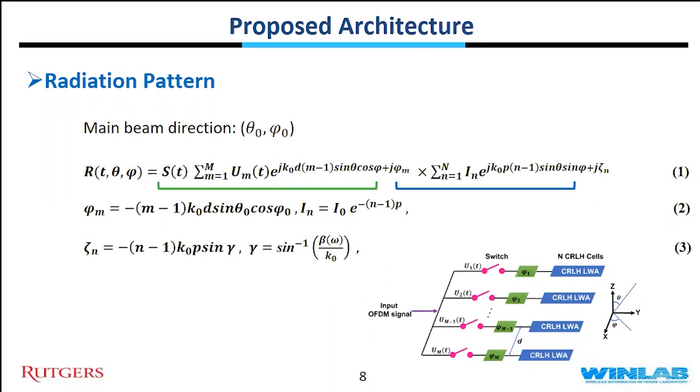So as can be seen, by changing the phase shifter value and also the input frequency, we can change the main beam direction in two-dimensional space. So we can achieve two-dimensional scanning.